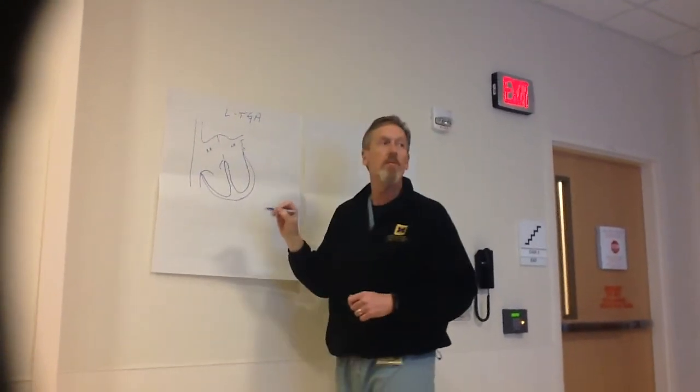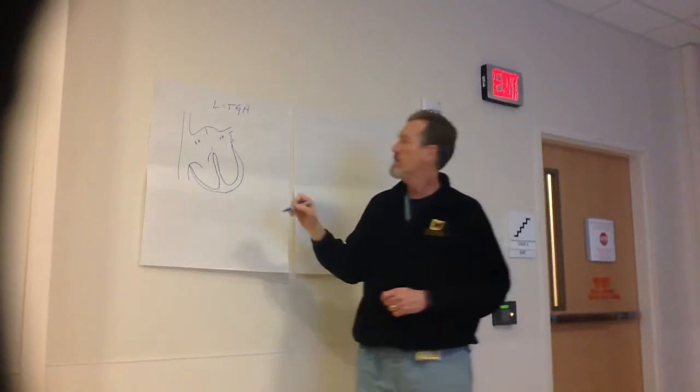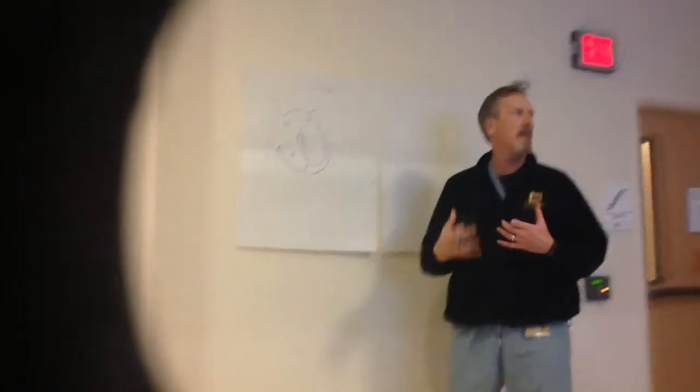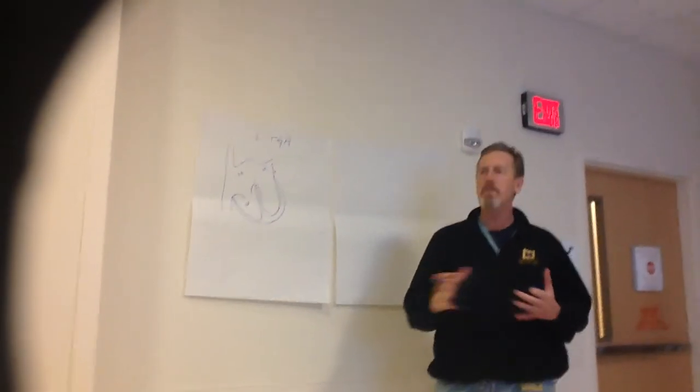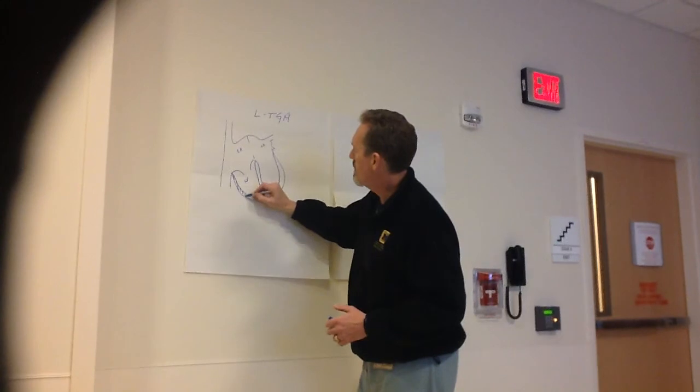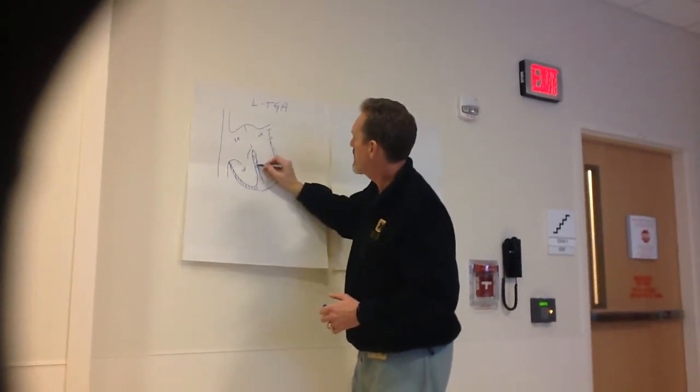And the valves always go with the ventricles. So if this is going to be a left ventricle, it's going to be a mitral valve, because the valves are cut out of the myocardium of the ventricle. They have nothing to do with the atrium. Okay? So wherever the left ventricle is, that's where the mitral valve is. Wherever the right ventricle is, that's where the tricuspid valve is.